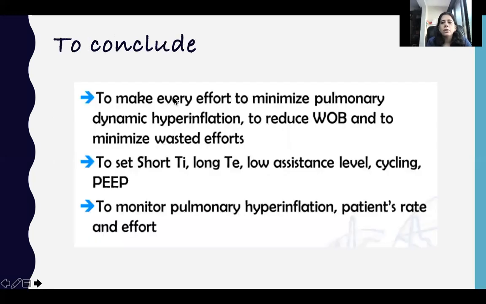So to conclude, in a patient with obstructive airway disease, when we are trying to ventilate them, we should make every effort to minimize their dynamic hyperinflation, which is the basis of all the pathophysiology in these patients, which will help to reduce the work of breathing and to minimize the wasted effort. We should give them a shorter inspiratory time, a longer expiratory time, the least assistance levels, a higher cycling threshold, and PEEP when we are trying to wean them, to allow opening of the critically closed airways and also to decrease the work of breathing while triggering. We should monitor them for pulmonary hyperinflation, their efforts, and their rate.